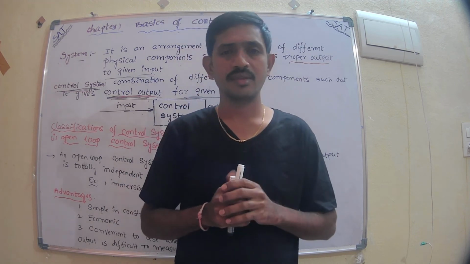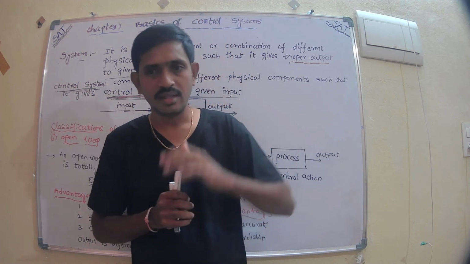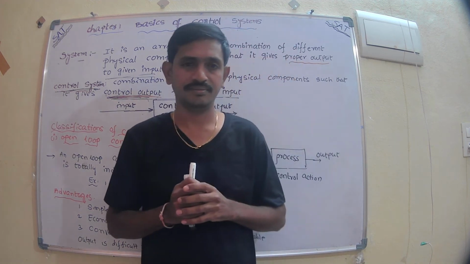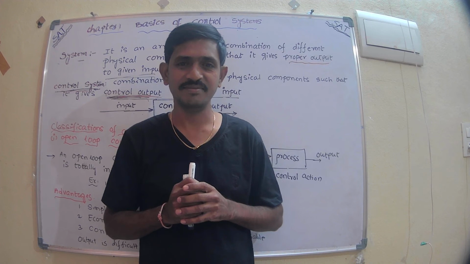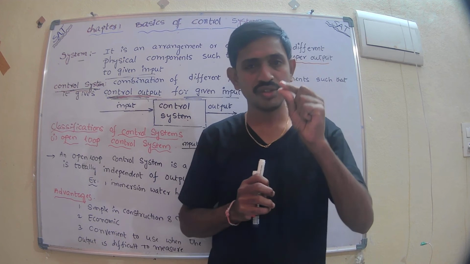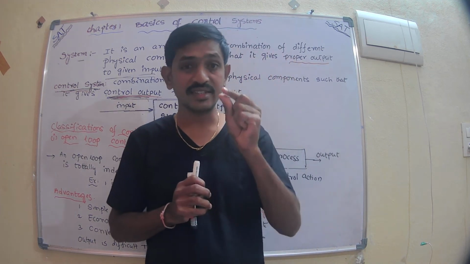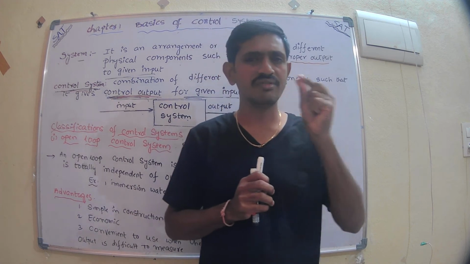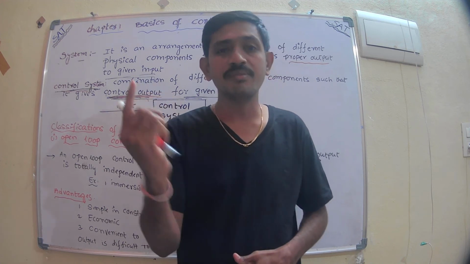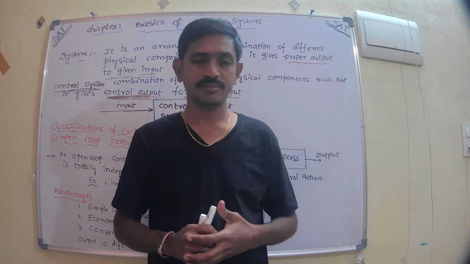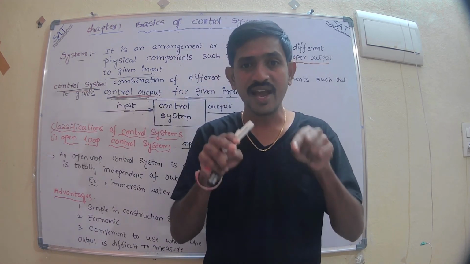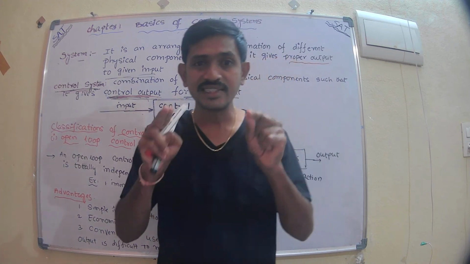For example, the fan without blades. Is it a system? No, it is not a system. Why? Because whenever we switch on the fan, it doesn't give any output. So what is the output of the fan here? Air. Whenever we switch on the fan, it rotates, and with the help of blades, it can give air as an output. In this example, a fan without blades is not a system.